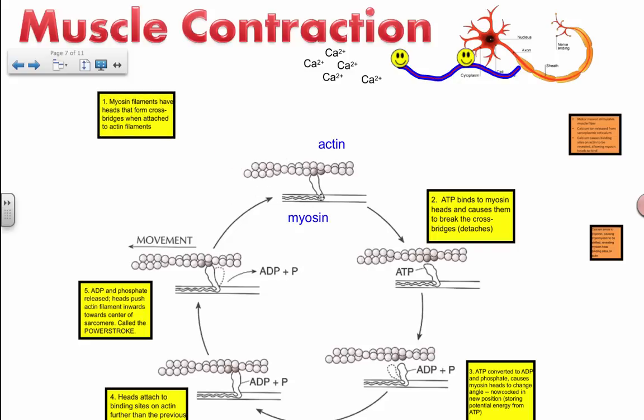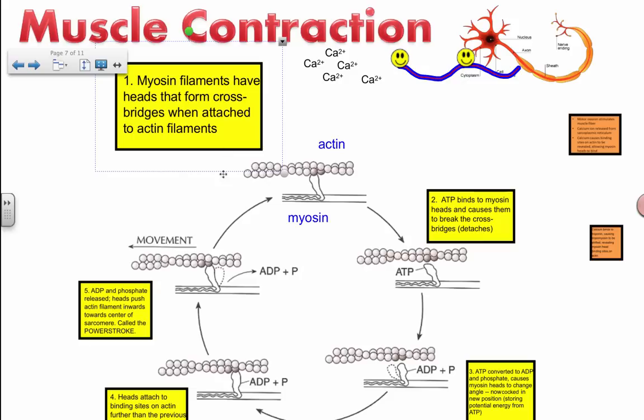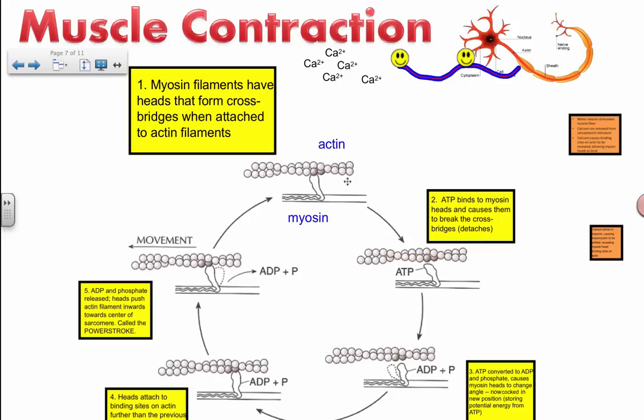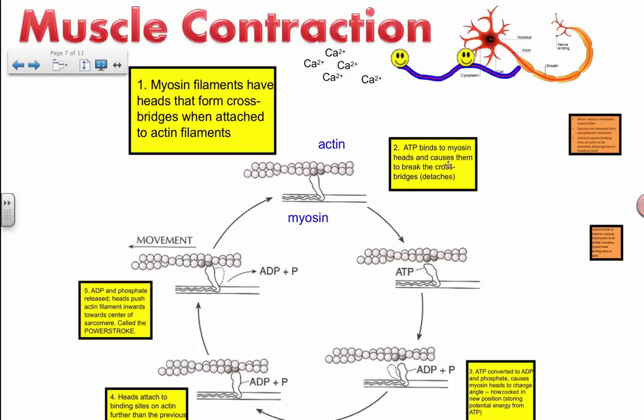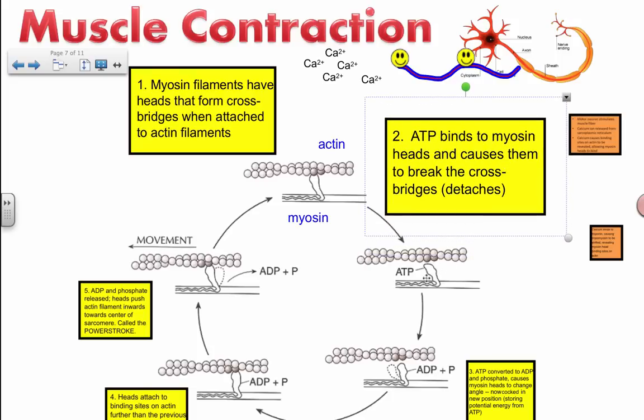I've already mentioned that these myosin filaments have little heads, like little ratchets, that attach to specific binding sites on the actin molecules. Starting with step one, the myosin heads form cross bridges when attached to these actin filaments. When it's attached and there is no ATP present, it stays attached. When ATP, which stands for adenosine triphosphate, is present, it binds to the myosin head, and in the process it causes the head to detach from the binding site on the actin molecule. That's a pretty important detail. It seems counterintuitive, but the ATP is actually used to help detach this.